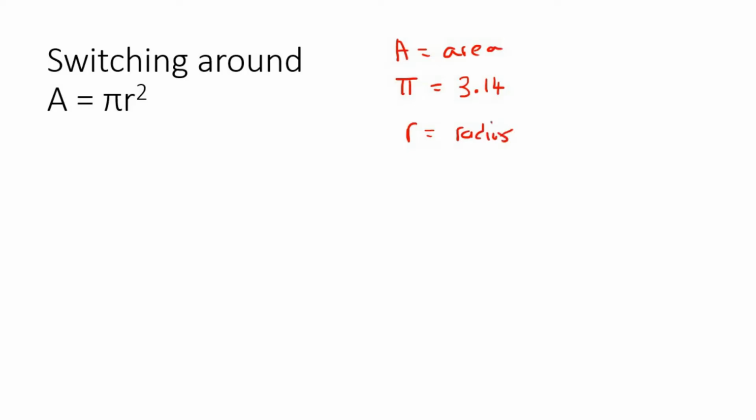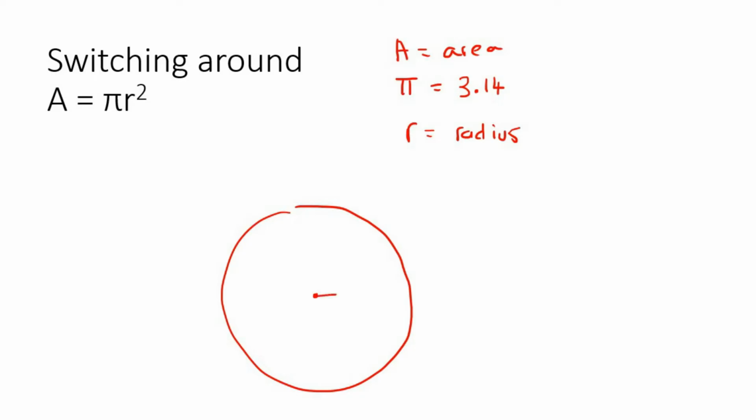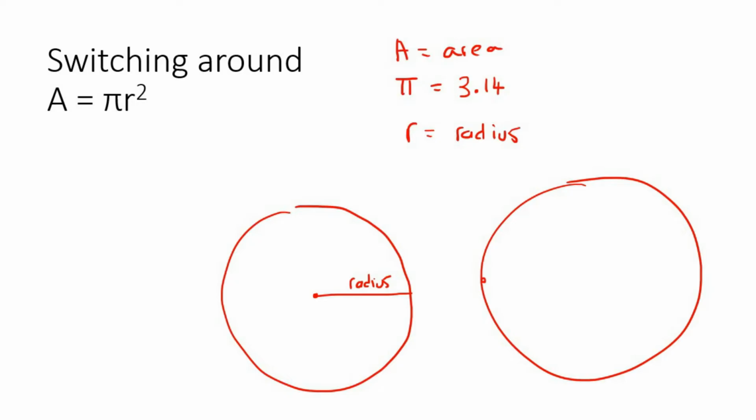You might have heard radius and diameter. Let me quickly remind you what those are. If you have a circle, then if you have the point in the middle, to go from the middle to the outside, that is called radius. If you go all the way from one side through the center to the other side, then it's called a diameter.